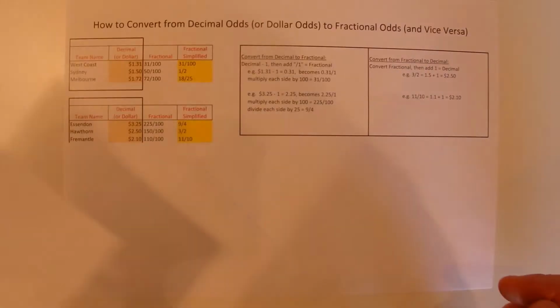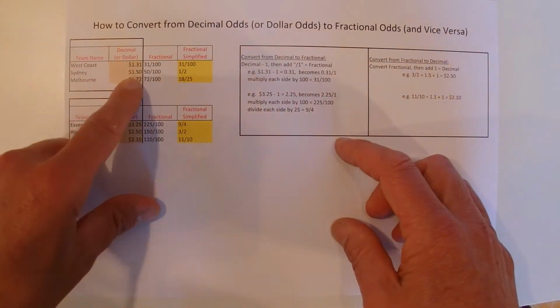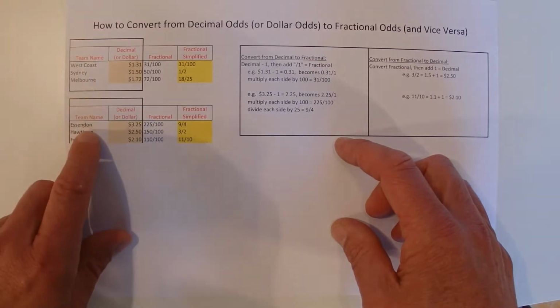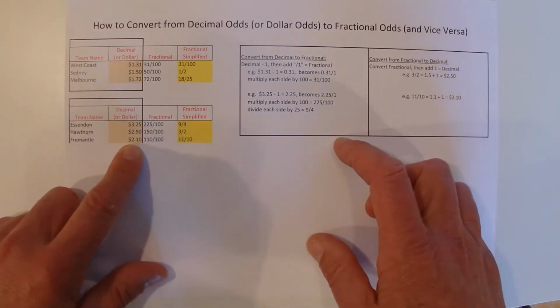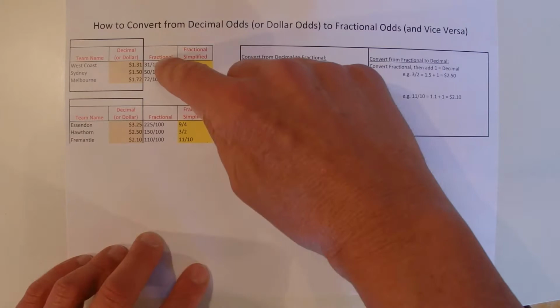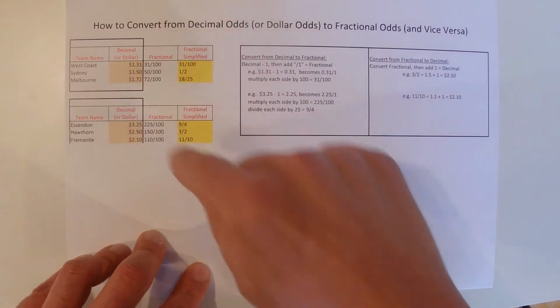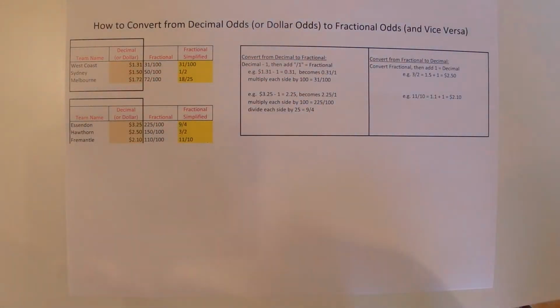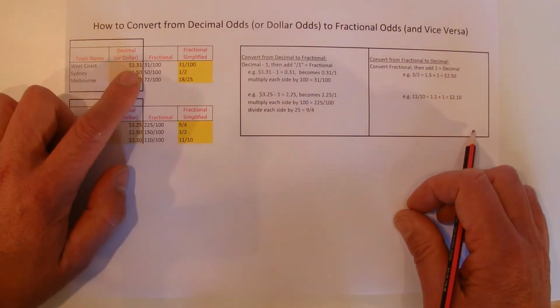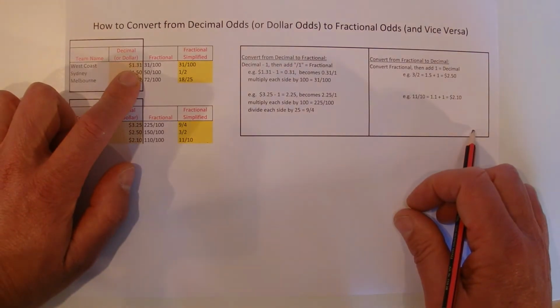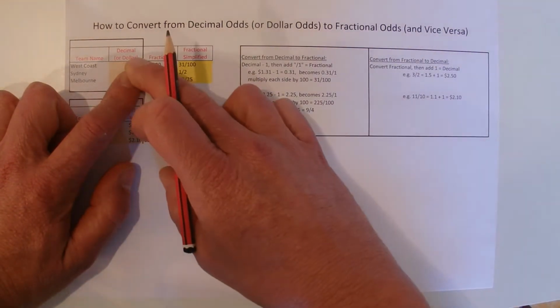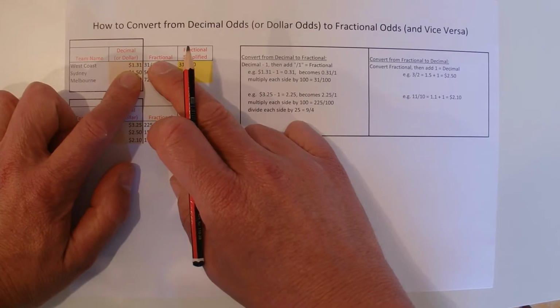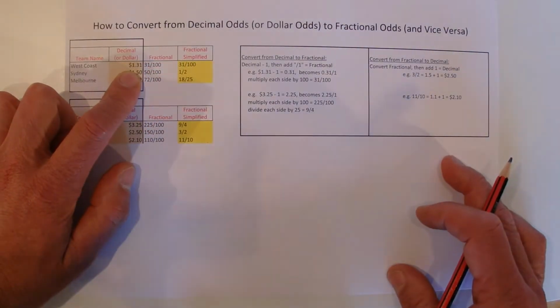I've put those odds in this little table here. You can see West Coast, Sydney, Melbourne, Essendon, Hawthorn and Fremantle in there. I've already done the calculation for the fractional odds, but I thought I'd run through in this video exactly how to convert from dollar odds to fractional odds, decimal odds to bookies odds.